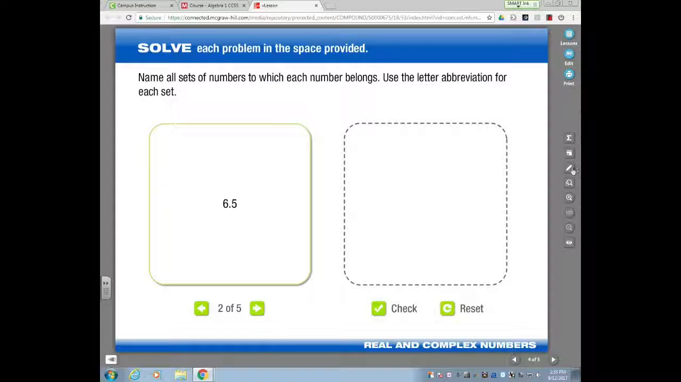6.5, it's first going to be real, because all of the numbers that we discuss are going to be real. After we have real, we notice it has a decimal. So it cannot be a whole number, it cannot be a natural number, it cannot be an integer, which leaves us rational. So it's R and Q.